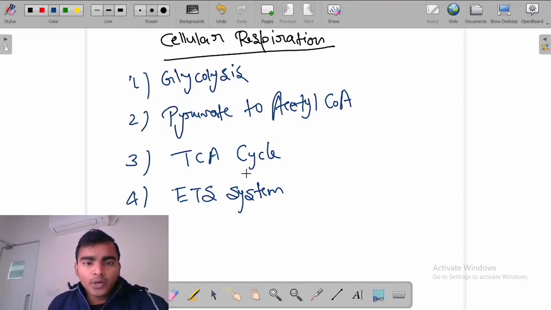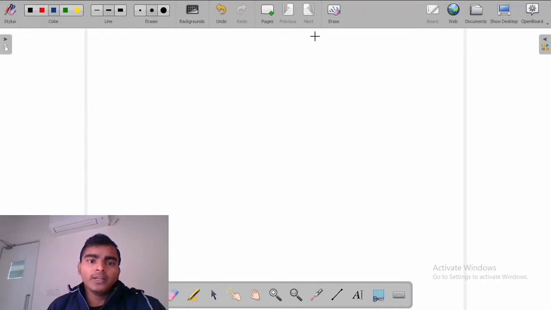These are all the important steps involved in cellular respiration for the production of ATP, or adenosine triphosphate, molecules. First of all, we are going to see the basic steps of glycolysis. What are the enzymes involved in the glycolysis pathway? How is the glucose molecule broken down to form pyruvate molecules? Okay, so now we are going to talk about glycolysis.